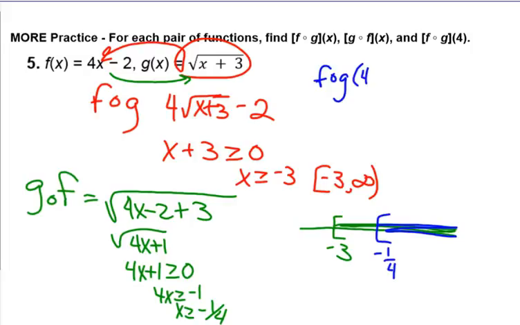Plug and chug. True that. 4 square roots of 7 minus 2. There you go. It doesn't simplify. It's the exact answer. If you typed it in, you'd get an approximate decimal. Okay? But that's it.